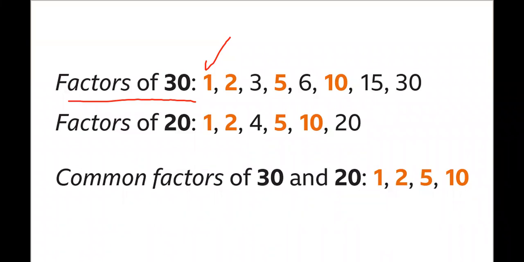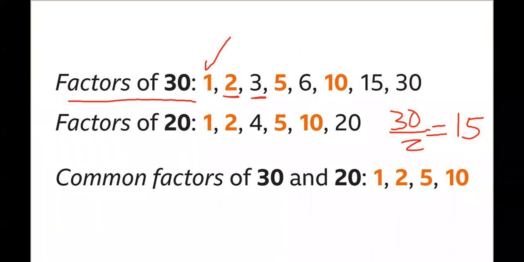So the next factor of 30 is 2, because 30 divided by 2 gives us 15. So it means 2 is a factor of 30.